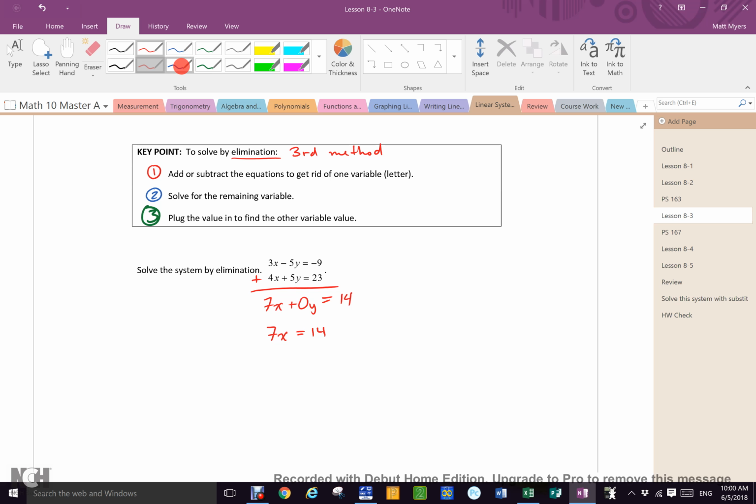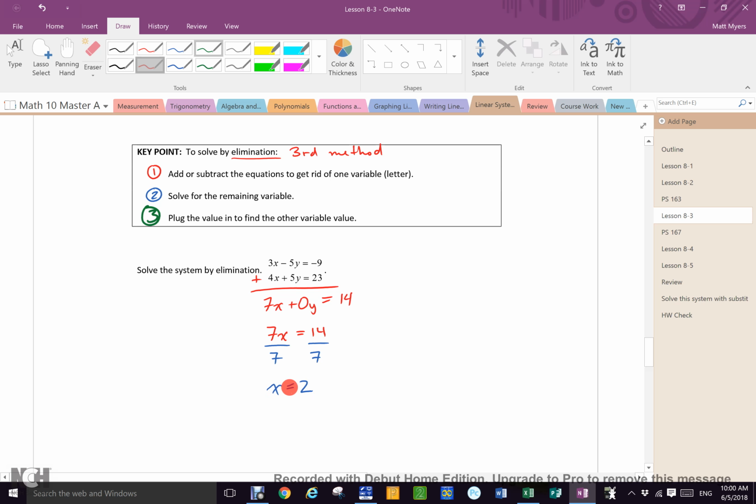Step 2, which I am going to work in blue, like I numbered it in blue. Solve for the remaining variable. Well, since I have eliminated y, I only need to solve for x, which means dividing by 7. X equals 2.